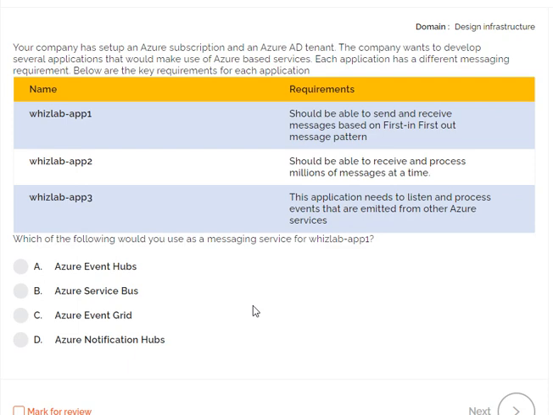Okay, so let's start. Here we are talking about app 1. App 1 is basically talking about first in first out. So the correct answer is Azure Service Bus. Why? Because in case of Service Bus, we get the messages on a first in first out message pattern. But in Event Hub, Event Grid and Notification Hub, we can't. Even the purpose of Notification Hub is something different. This is not related to messaging. In case of Notification Hub, we get the notification on the mobile. So each question depends upon some keyword, and we need to concentrate on that keyword. The correct answer is Service Bus. Let's move to the next question.